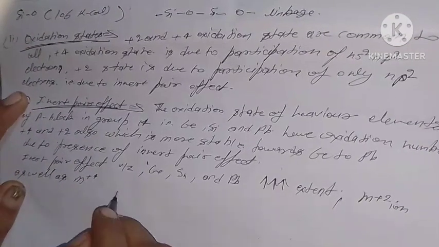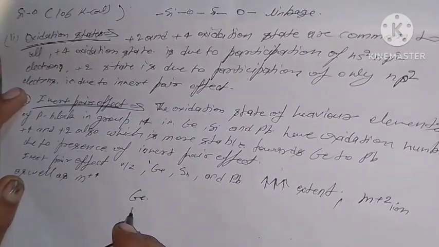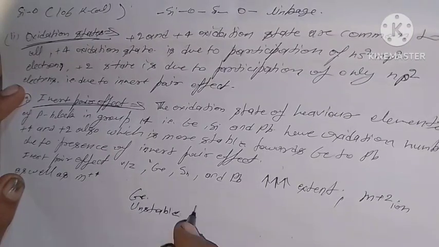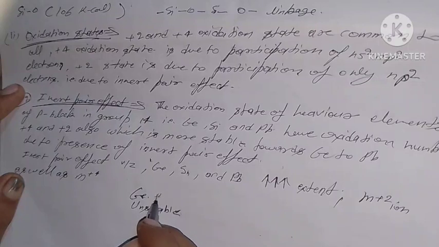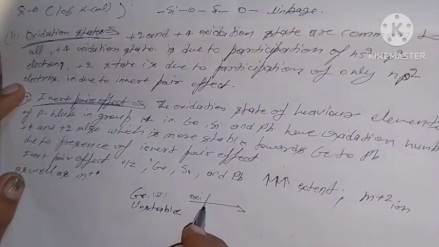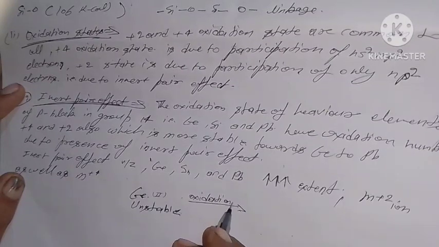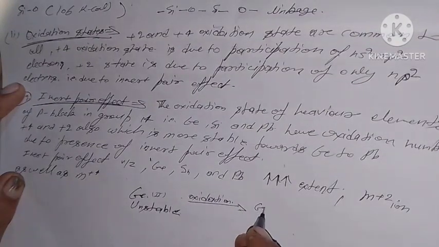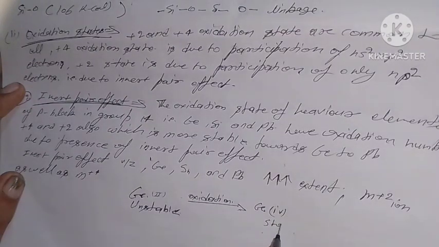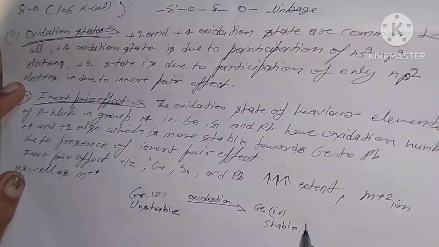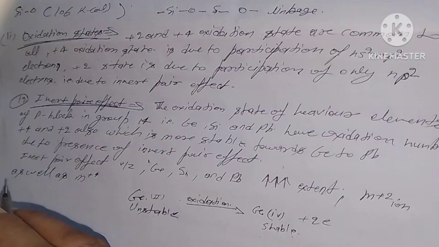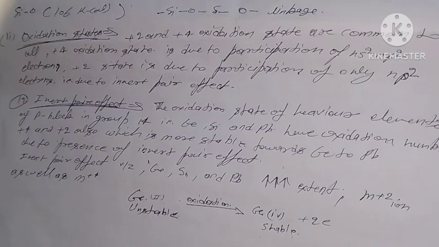Germanium +2 is unstable, and oxidation gives germanium +4, which is stable. Tin and lead form Sn+2 and Pb+2 ions.